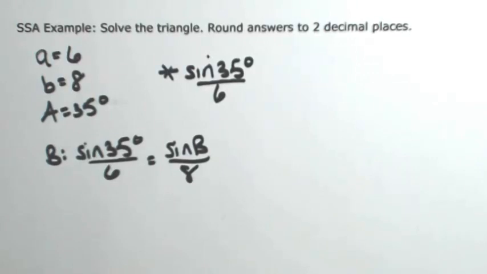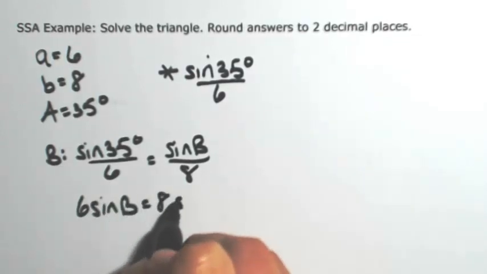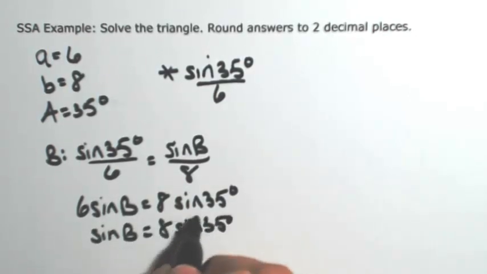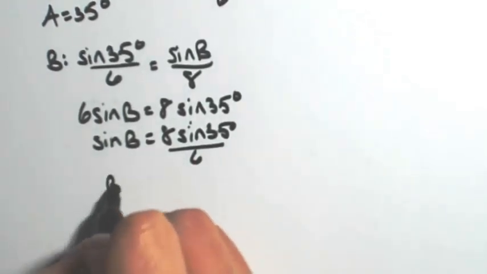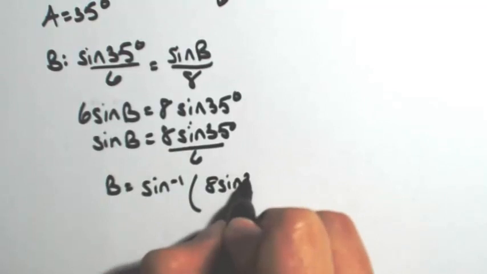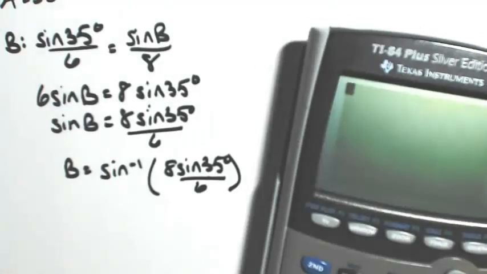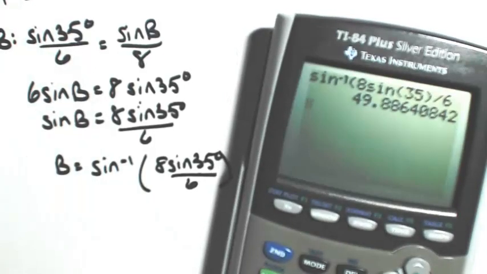So solving for angle B, cross multiply, so I have 6 sine angle B equaling 8 sine 35 degrees. So that the sine of B is 8 sine 35 over 6. Still solving for angle B, I would need to undo that sine, so inverse sine. Let's get an approximation. Make sure you got degree mode. So the inverse sine of 8 sine 35 divided by 6 is about 49.89 degrees.